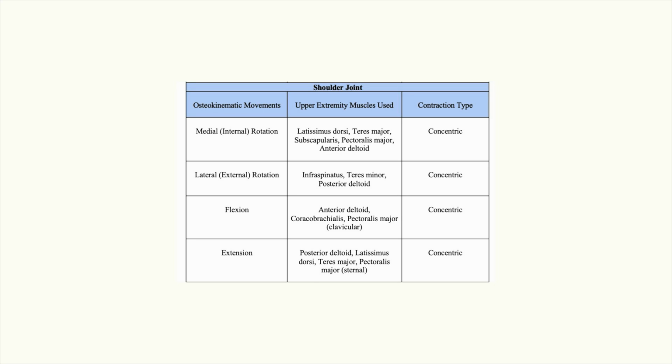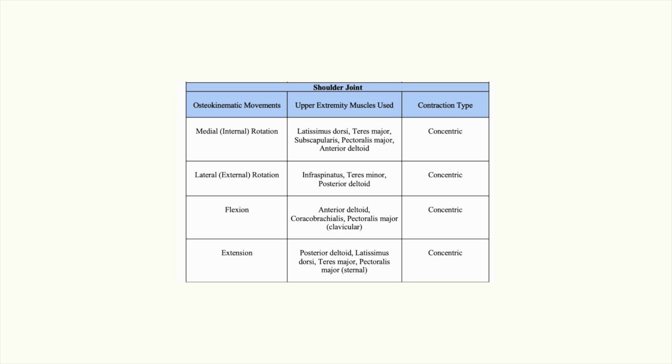Next, I talked about lateral or external rotation, and the upper extremity muscles used included the infraspinatus, teres minor, and the posterior deltoid. Alongside this was also the contraction type of concentric. Next, I talked about flexion, and alongside this were the upper extremity muscles that included the anterior deltoid, the coracobrachialis, and the pectoralis major, which was in the clavicular section. And alongside this was the contraction type of concentric.